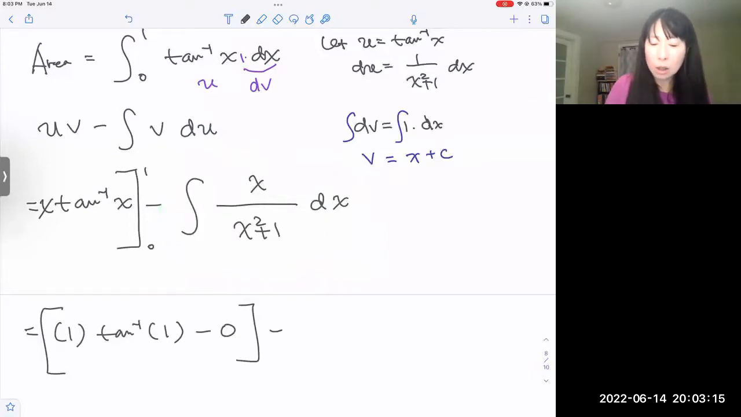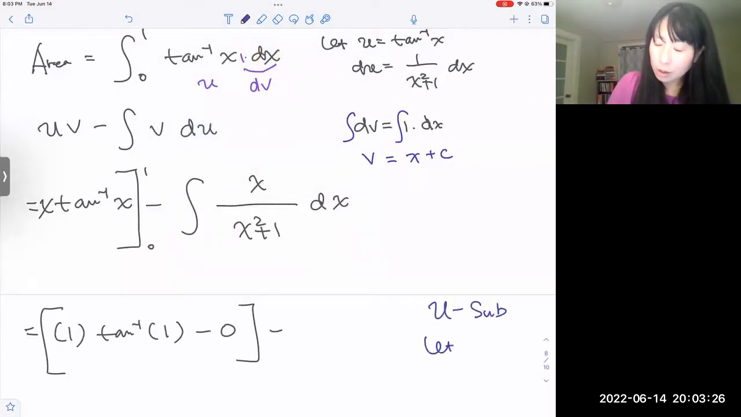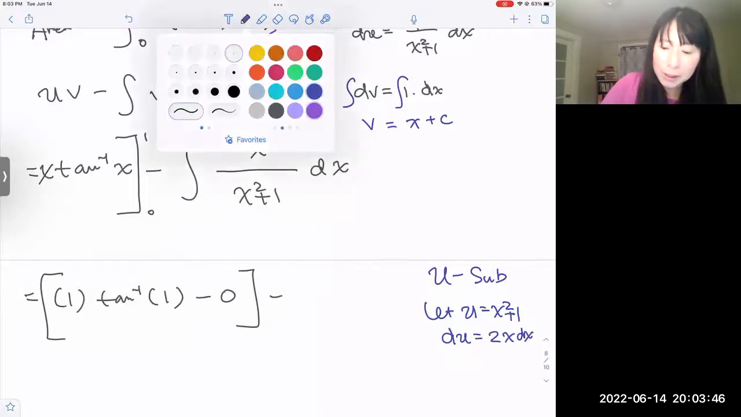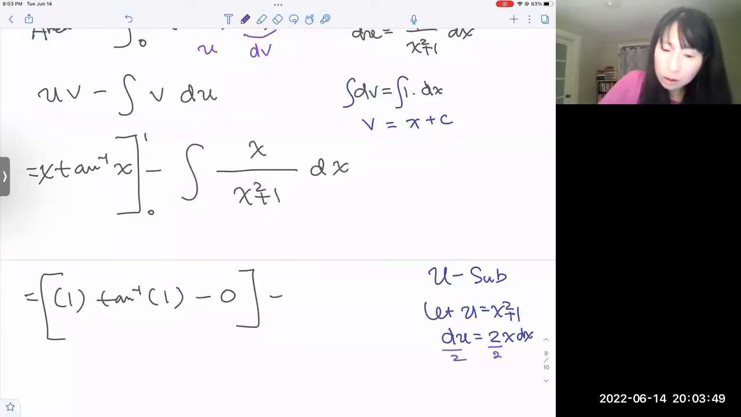Okay, so look, if we are using u sub, let u equal to x squared plus 1. Derivative, then what do you get? 2x. 2x, good. Now we don't have a 2, so we divide by 2 both sides. So we have 1 over 2 du equal to x dx.